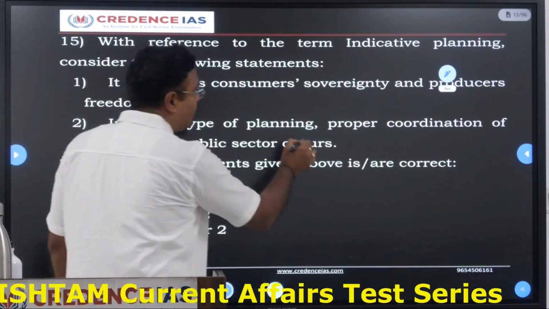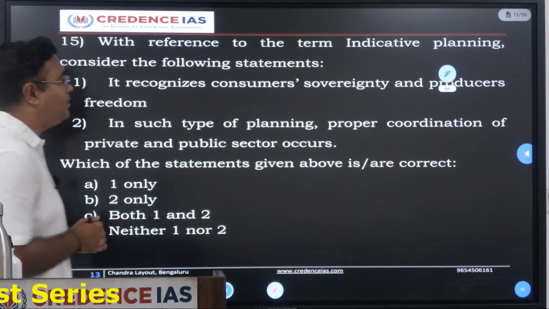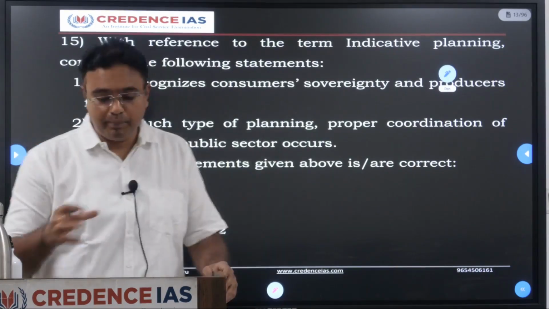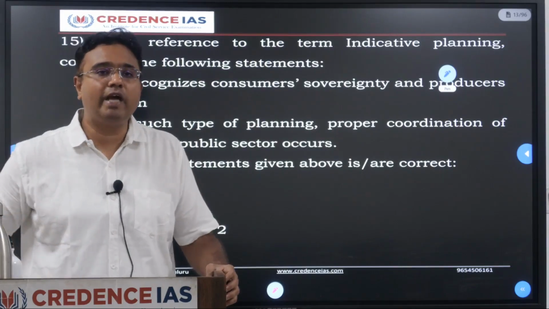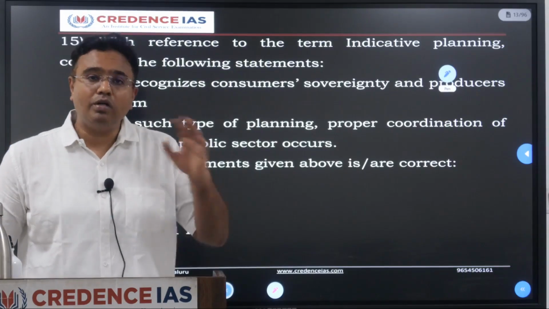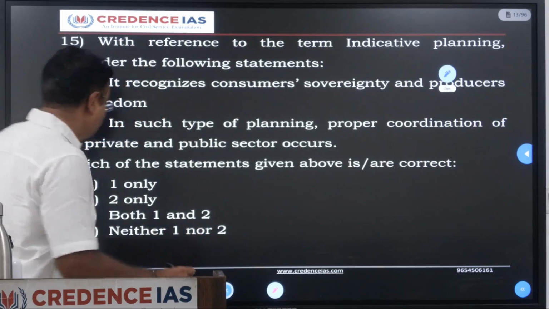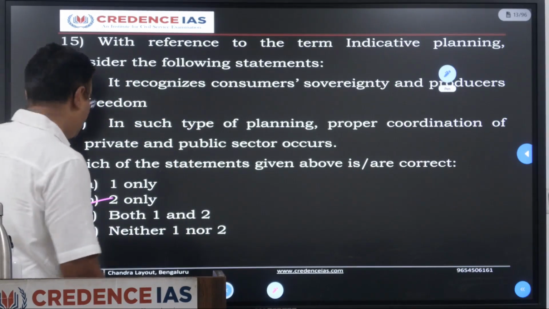Then in such type of planning, coordination of the private and public sector occurs definitely. So in indicative planning, the private player also comes into the picture to effectively carry out the plans, which was not the case earlier in India before the LPG reforms. So in that scenario, option 2 is the correct one.